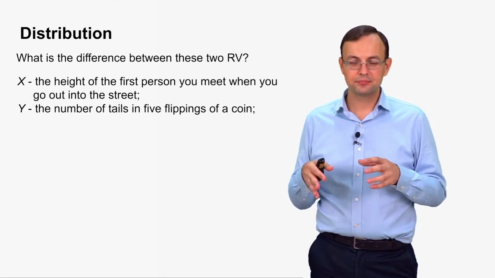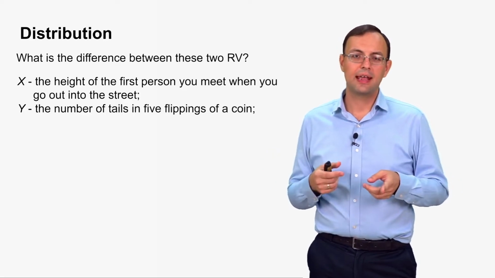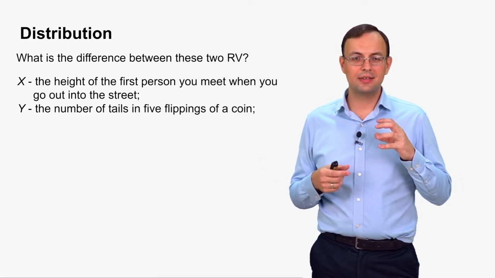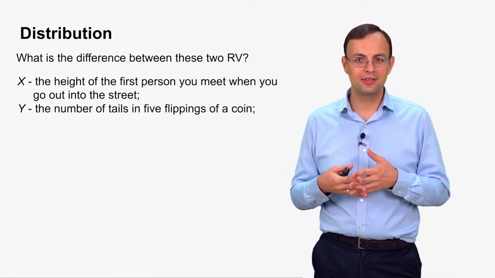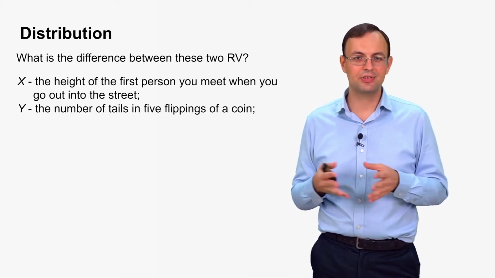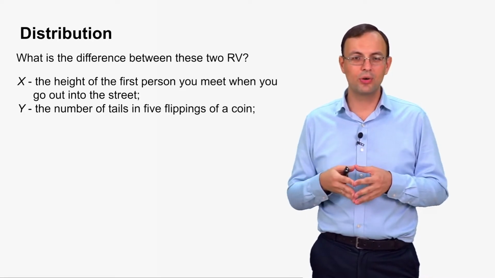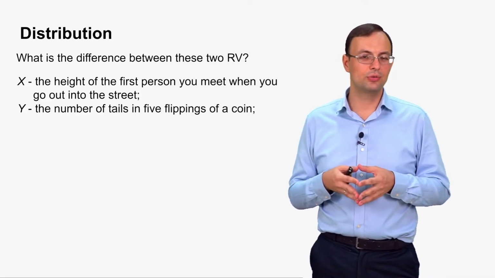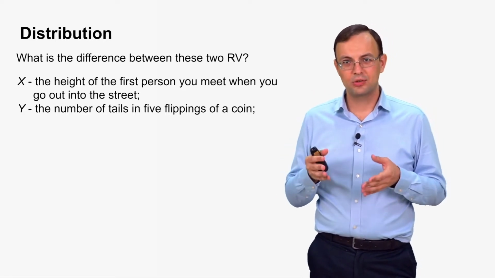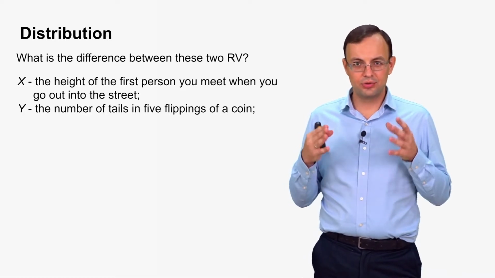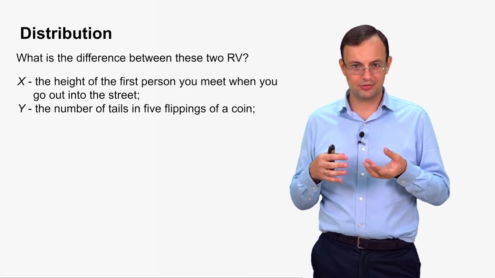And X can take any value in some range. And so it is impossible, for example, to meet a person with his or her height equal to 3 centimeters, and it is impossible for the number of tails in 5 flippings of a coin to be equal to, let's say, 182.5. So these two random variables differ in their sets of possible values.